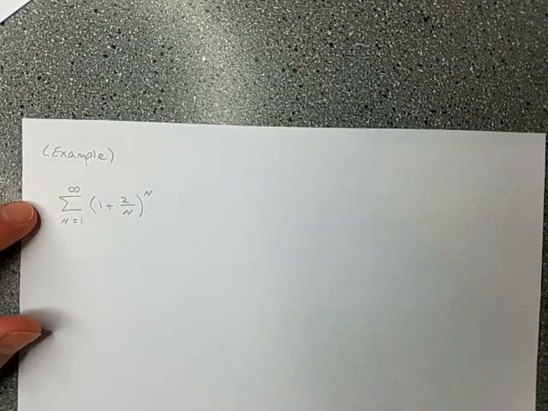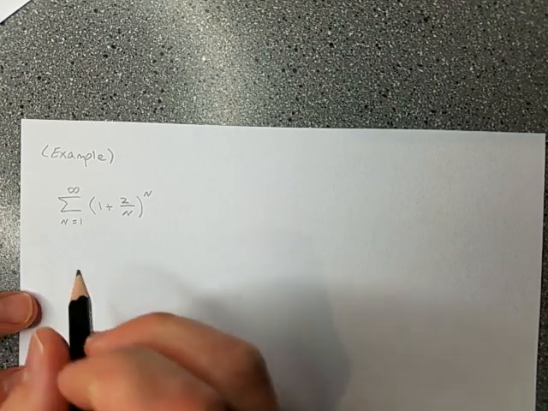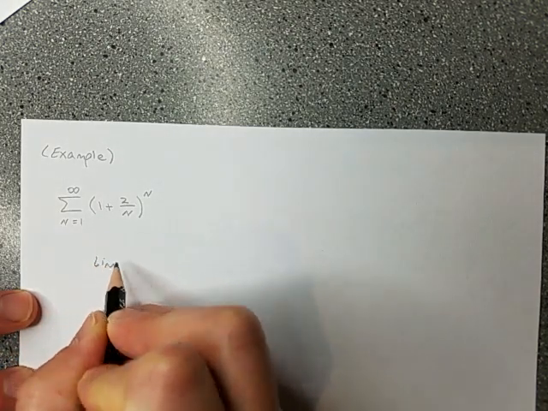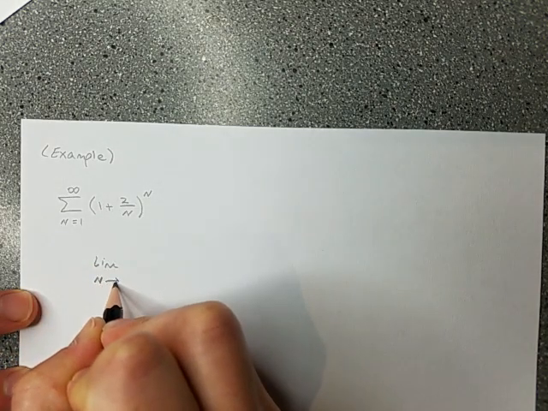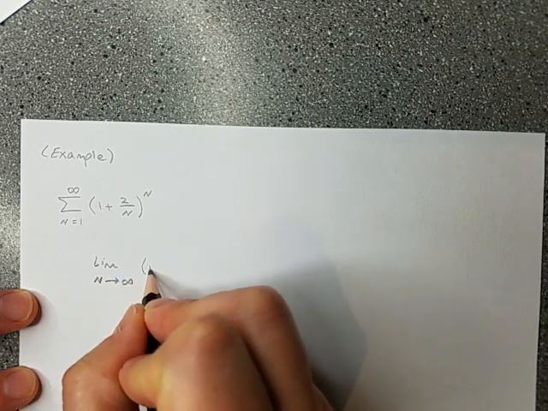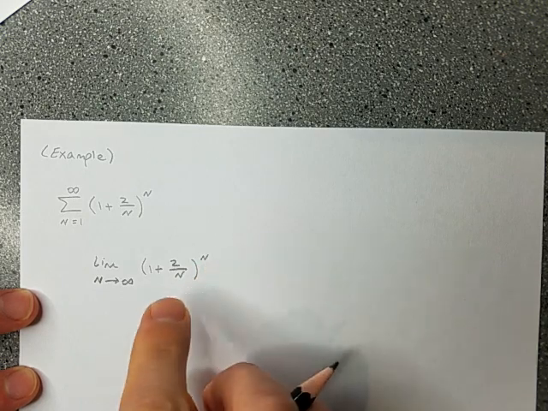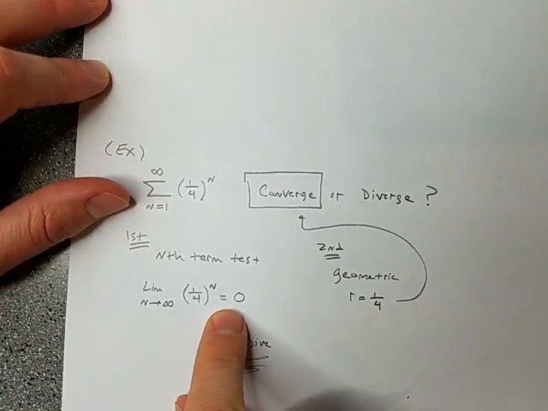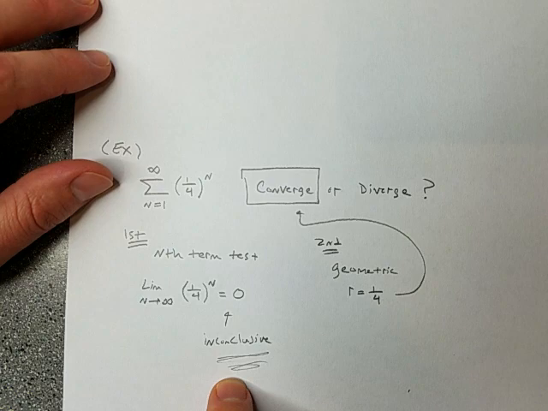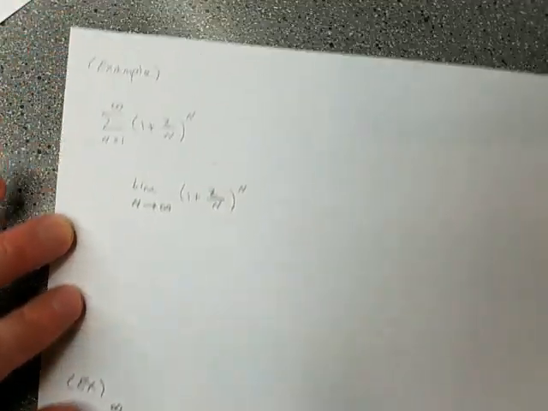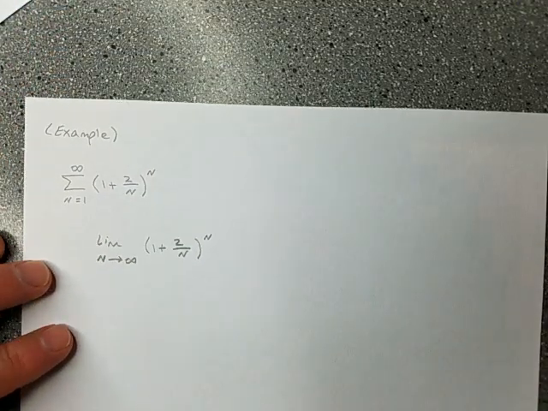See, this one looks complicated, but all the nth term test says to do is calculate this limit, okay? So if I can calculate this limit, and if I get something besides 0, that would be conclusive that the series diverged. That's what the nth term test said.